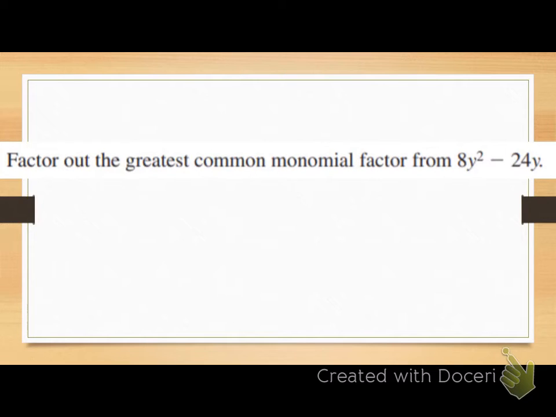What if I give you 2x minus 10? What's the biggest number that goes into 2 and 10? 2. So I'm factoring out a 2. Do they have any variables in common? No. You don't always have to have a variable that factors out either. It can be just a number. It can be just a variable.